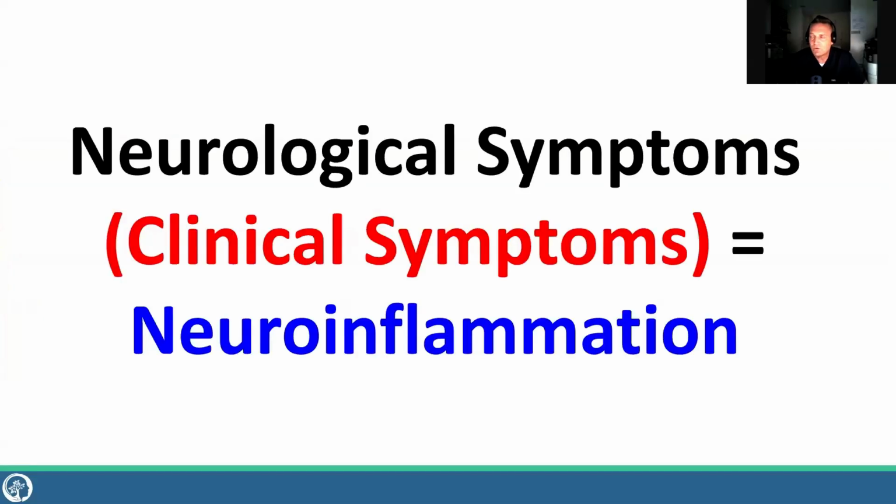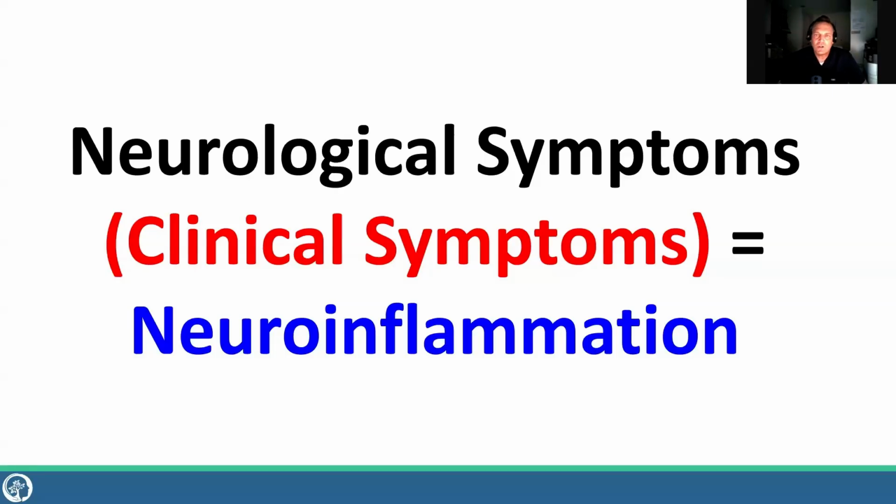Okay? So, this is a money slide. A money slide is something that you can't forget. Neurological symptoms or a clinical symptom, like all of those symptoms I just described, are a great explanation that your brain is inflamed. Now, this is a good time for me to address this topic of headache. It's not uncommon when I ask people, how do you know if your brain is inflamed? They'll almost always say, well, you get a headache.